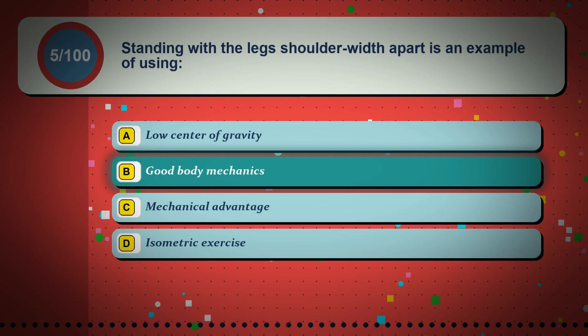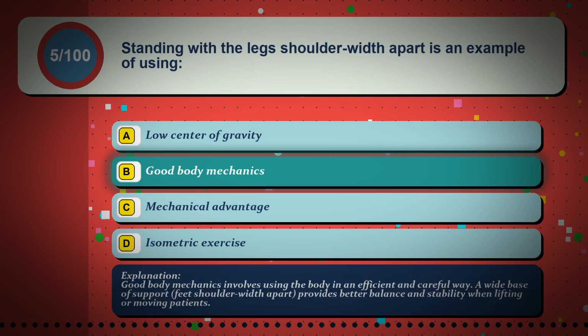The correct answer is option B. Good body mechanics. Good body mechanics involves using the body in an efficient and careful way. A wide base of support, feet shoulder width apart, provides better balance and stability when lifting or moving patients.